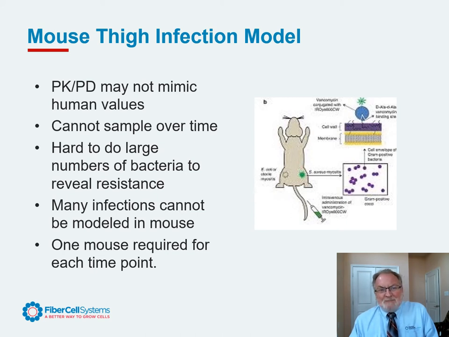Can't do multiple samples over time. Each mouse will represent just one time point. It's hard to use large numbers of bacteria to reveal resistance without killing the mouse. Many infections cannot be modeled in the mouse. As I said, one mouse is required for each time point.